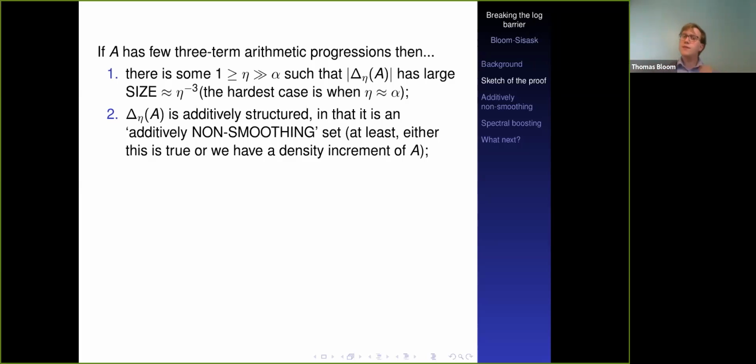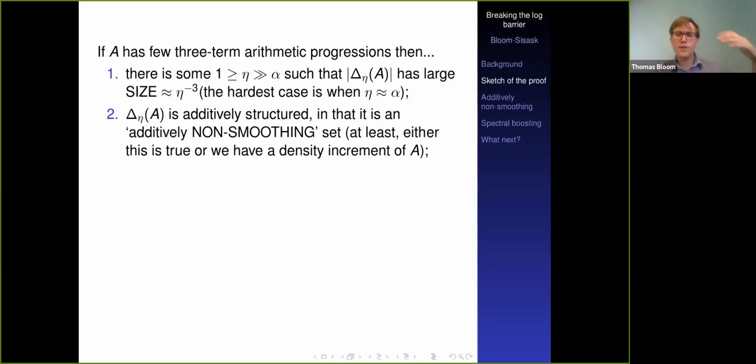But just for now, it's some way of measuring some kind of additive structure of delta sub eta of A. We can't necessarily always guarantee that's true, but we can show that either it's true or we have a density increment of A, which is good enough anyway, and then we exit and abandon the rest and carry on with our big density increment approach.